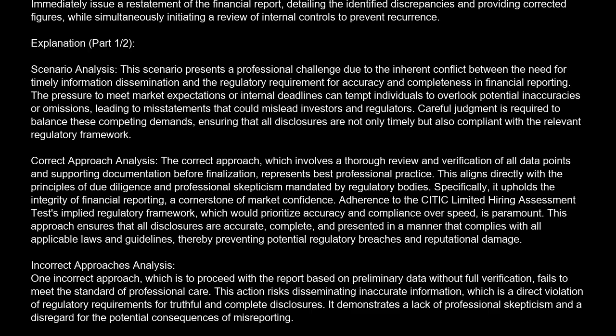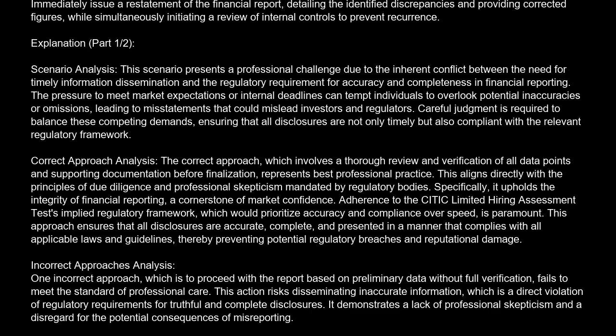Incorrect approaches analysis. One incorrect approach, which is to proceed with the report based on preliminary data without full verification, fails to meet the standard of professional care. This action risks disseminating inaccurate information, which is a direct violation of regulatory requirements for truthful and complete disclosures. It demonstrates a lack of professional skepticism and a disregard for the potential consequences of misreporting.